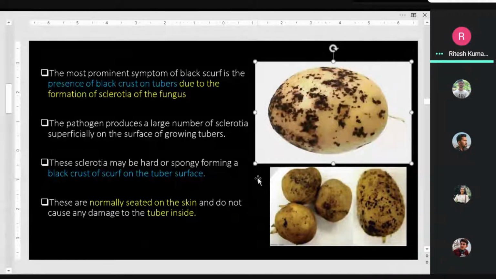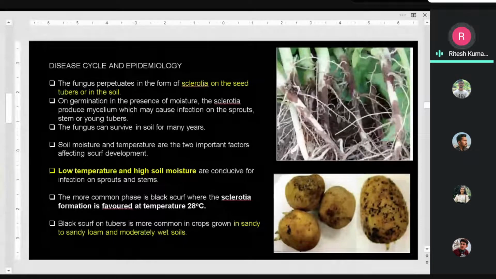As I already said, these are sclerotia of the pathogen, which give a black crust-like effect on the tubers, and they are generally embedded. They are normally seated on the skin, and they do not cause any internal rotting. They just reduce the marketability of the potato tubers. About the disease cycle, you know about sclerotia. They are the penetrating structure. It is a soil-borne fungus. They can survive in the soil as sclerotia or on the seed tuber as sclerotia.